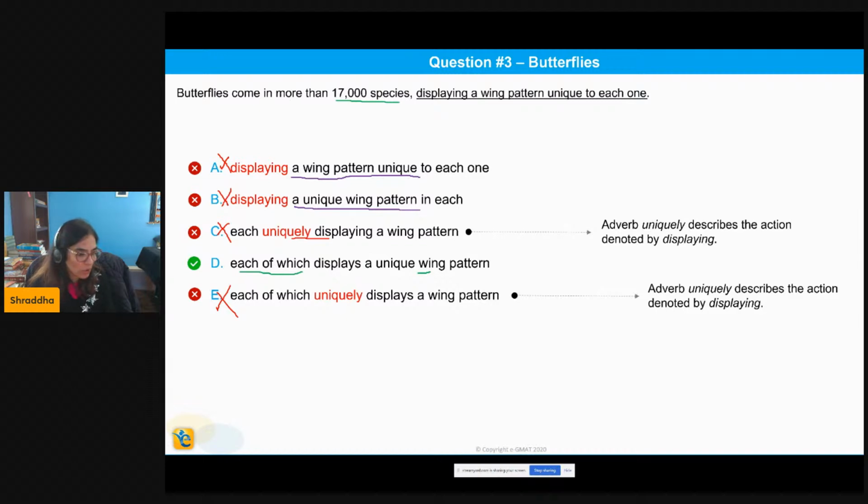I think with all those inputs that's coming in the chat box, you guys are pretty clear with this. Let's move on to our very last question, which is the most difficult question of the session. And this will truly test you on how logical you are and how logically you look at SC sentences.